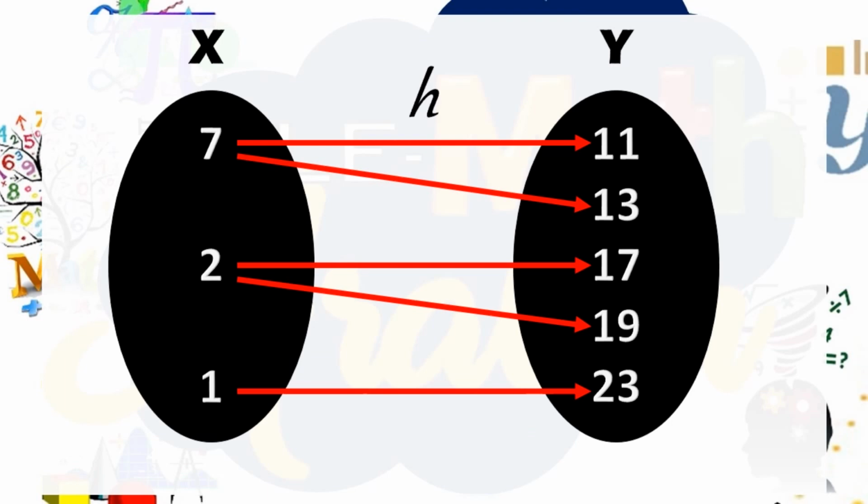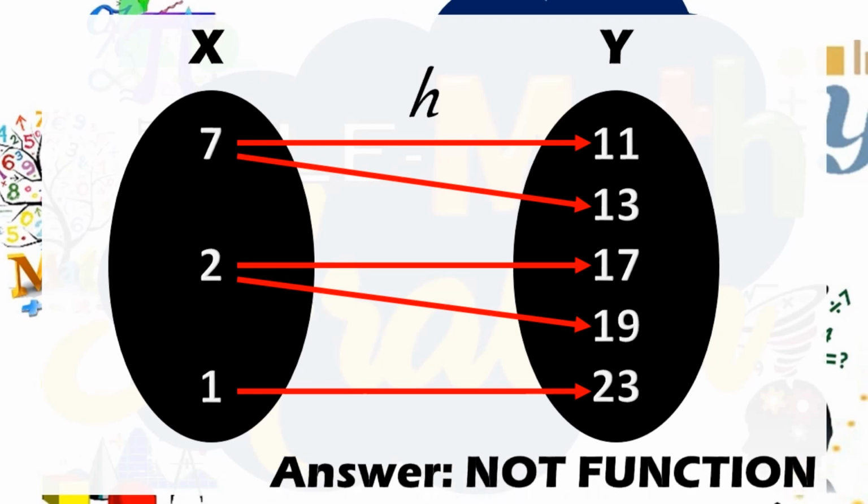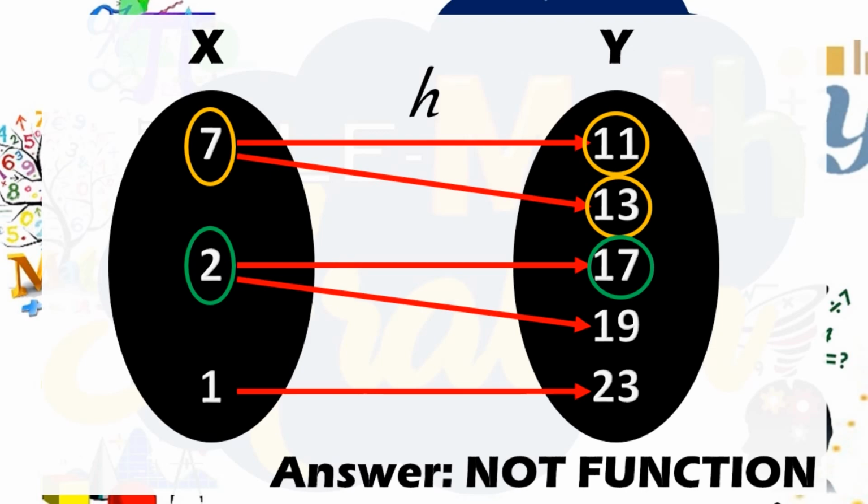Next is the mapping diagram of relation h. Is it a function or not? Answer: it is not a function. The mapping diagram of relation h is not a function because there is at least one element in x for which there is more than one corresponding y value. For example, x = 7 corresponds to y = 11 or 13. Similarly, x = 2 corresponds to both y = 17 or 19.